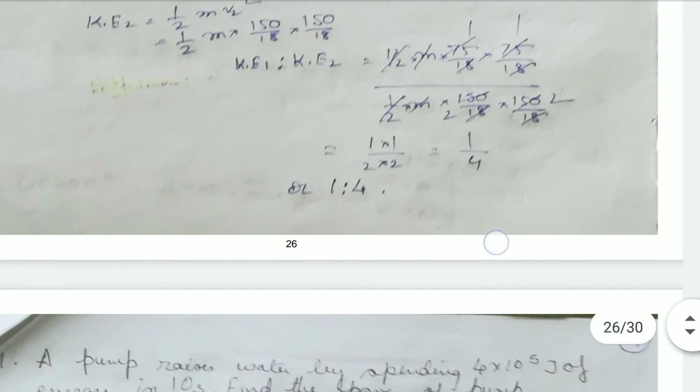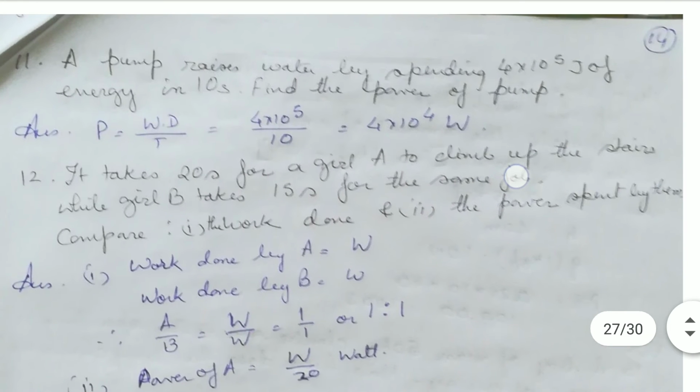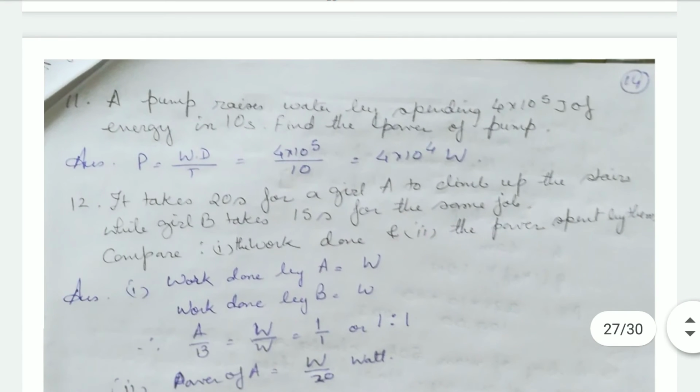Okay. Then a pump raises water by spending 4 into 10 to the power 5 joule of energy in 10 seconds. Find the power of the pump. P is work done by time. Power is work done by time. So power, its work done is given 4 into 10 to the power 5, and the time is 10 seconds. So power is 4.4 into 10 to the power 4 watt.